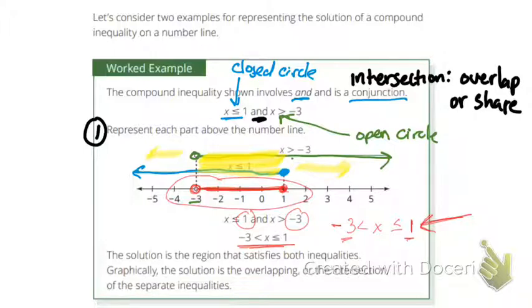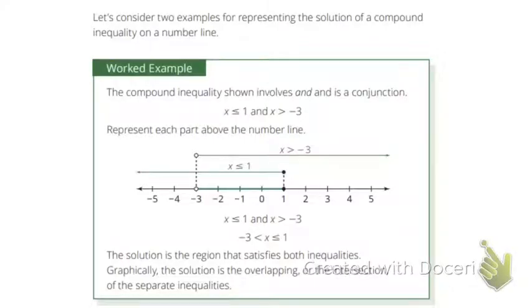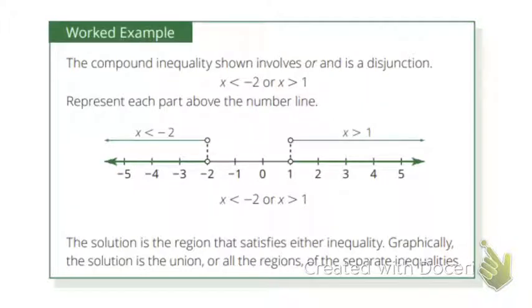All right, let's look at a disjunction now. Next worked example. The compound inequality shown involves or and is a disjunction. So we're going to have the word or. It's a disjunction. So what is a disjunction again? We said a disjunction is not the intersection, but it is the union.